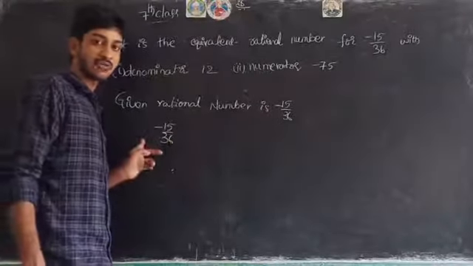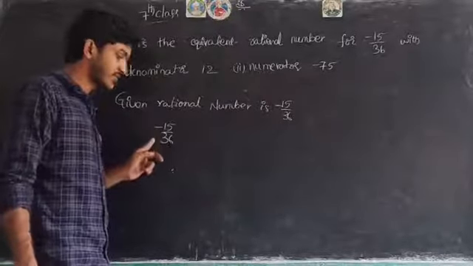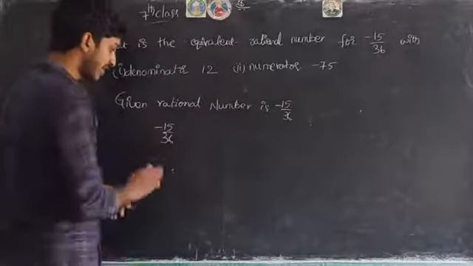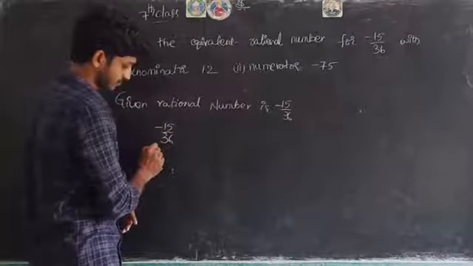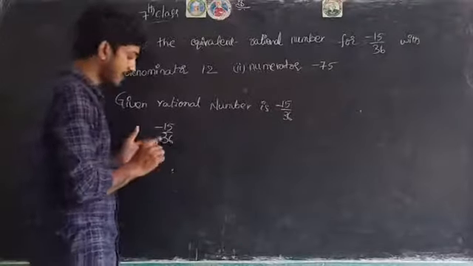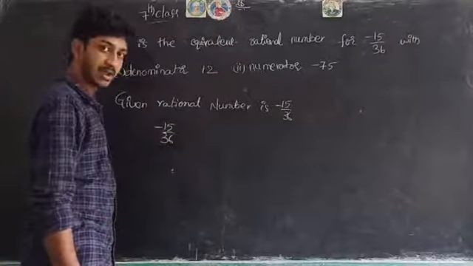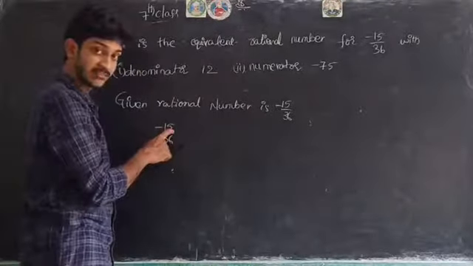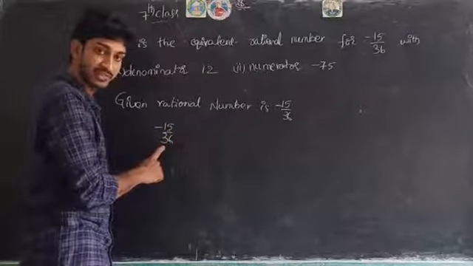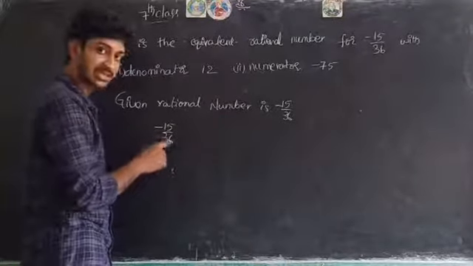How can we convert? By simply dividing this number, we can convert this denominator into 12. So I am cancelling. See here, 15 by 36. What is the common table, the common multiple? 15 is a multiple of 3 and 36 is also a multiple of 3. So I am cancelling in the 3 table.